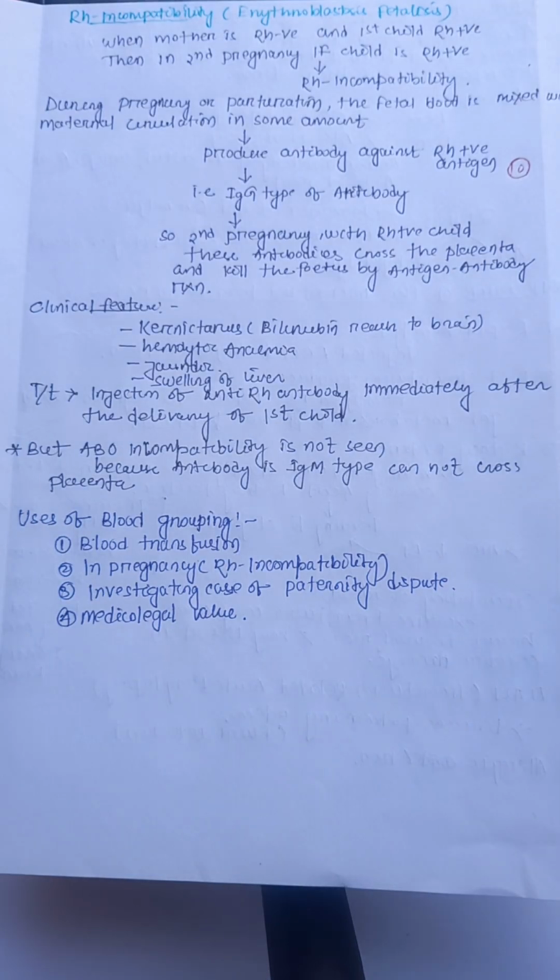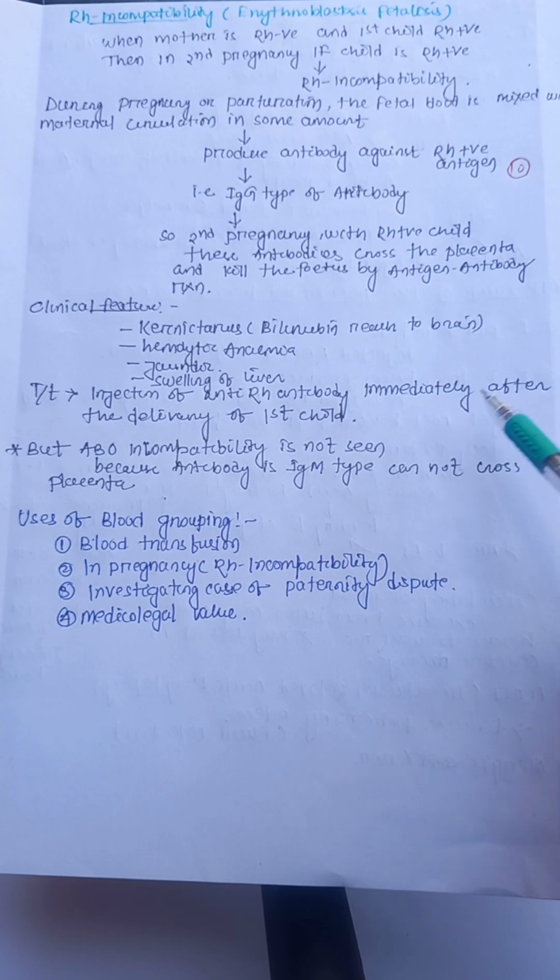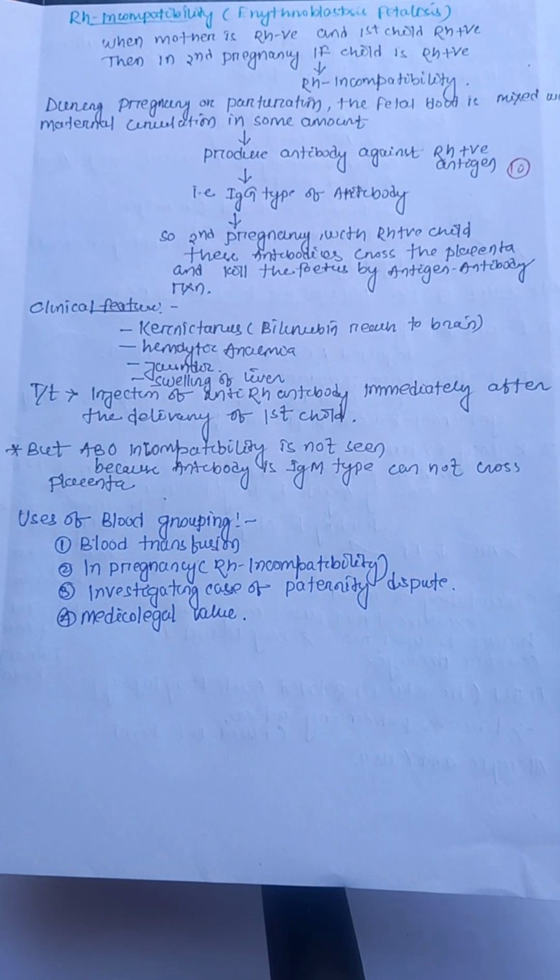Those are the symptoms of Rh incompatibility, and the treatment is the injection of Rh antibody immediately after the delivery of the first child. If we give the injection, then there will be no production of the antibody. That gets destroyed in the body.